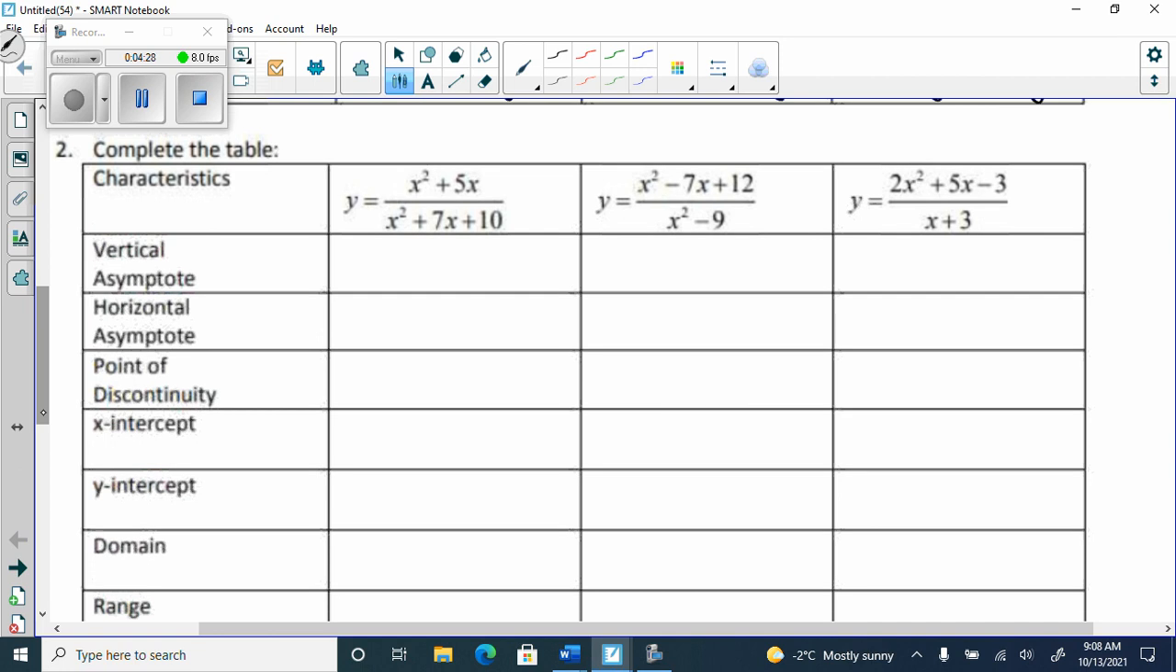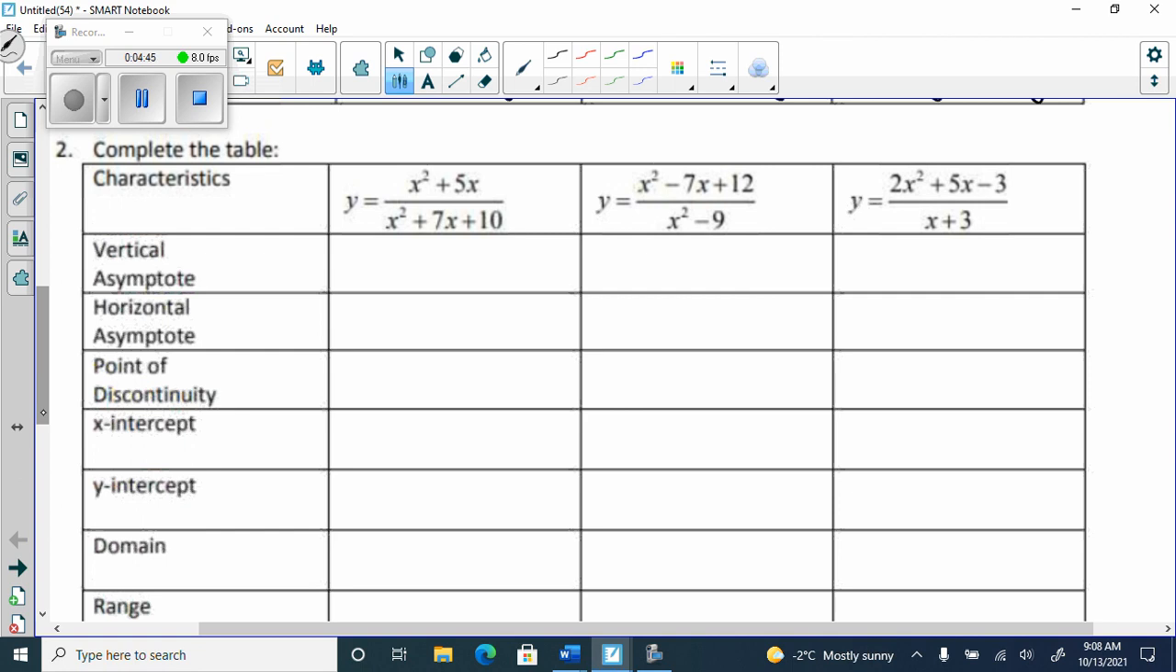So the first one is an x squared over an x squared. So what's going to happen at most, you're going to have a point of discontinuity and a rational graph left over, right? Second one, I have a degree 2 over degree 2. Once again, rational graph with a point of discontinuity.